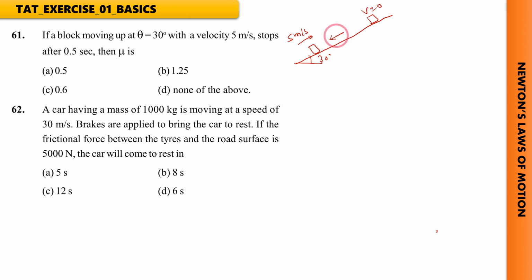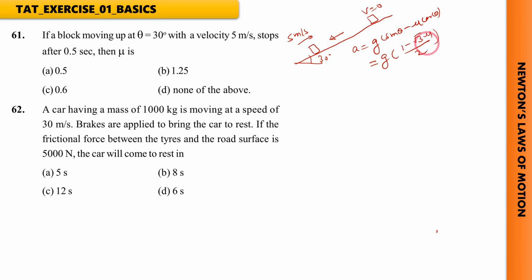So there is a retardation, or acceleration downward, which is given as g sin theta minus mu cos theta. We have to find mu, so we can put theta as 30 degrees. So g into 1 minus root 3 mu upon 2. This is the retardation in the block. Time given is 0.5 second.